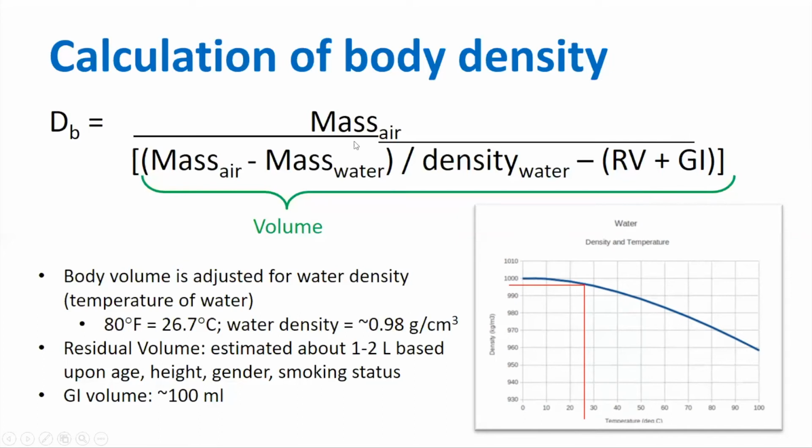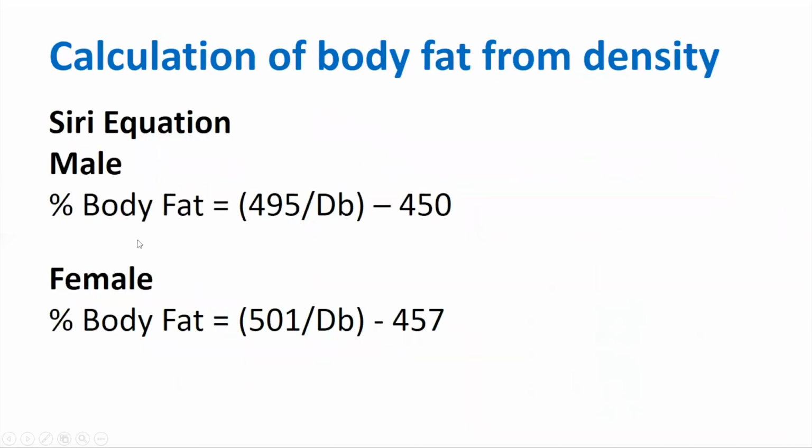So if we're able to determine the person's mass underwater, the other variables in this equation are known, and then we can solve for body density. Once we get body density, we will plug it into a body fat equation, and this is called the Siri equation. There are many equations out there that can be used. This equation was derived from Caucasians. So if your subject is Caucasian, it makes sense to use this equation.